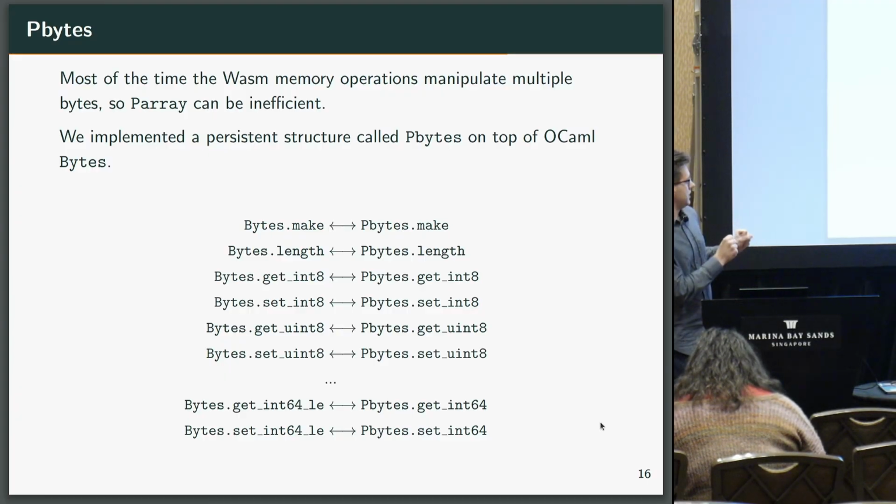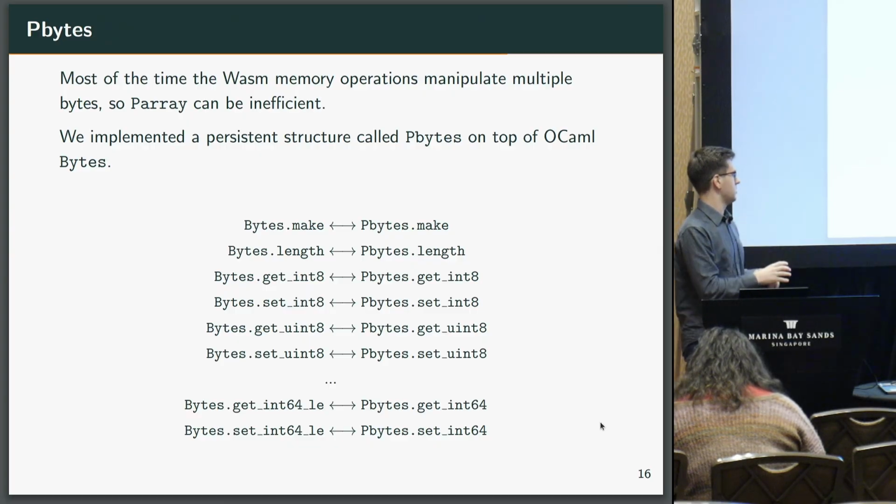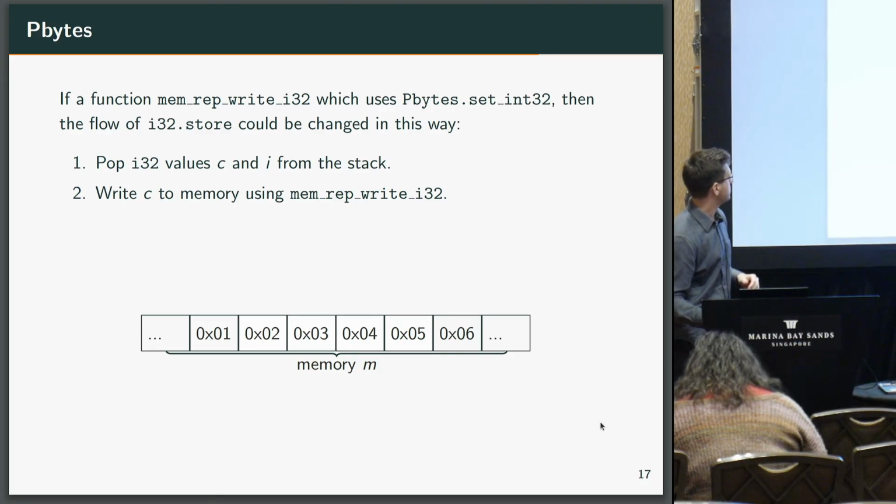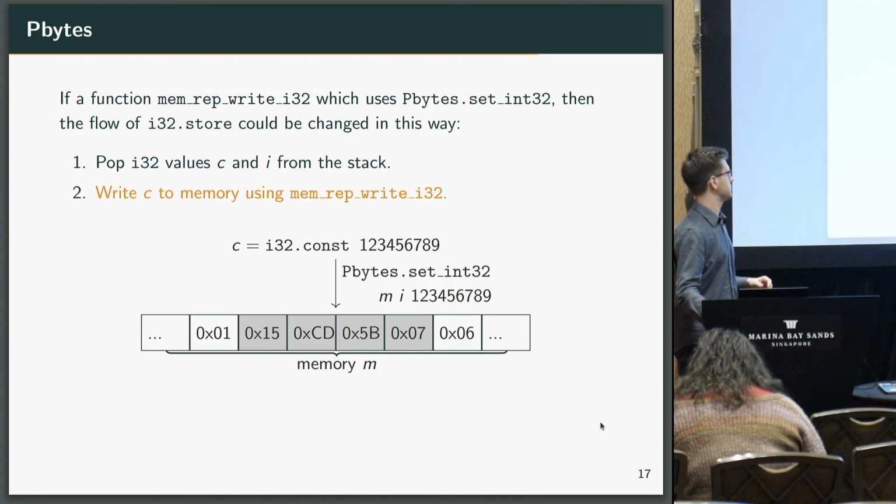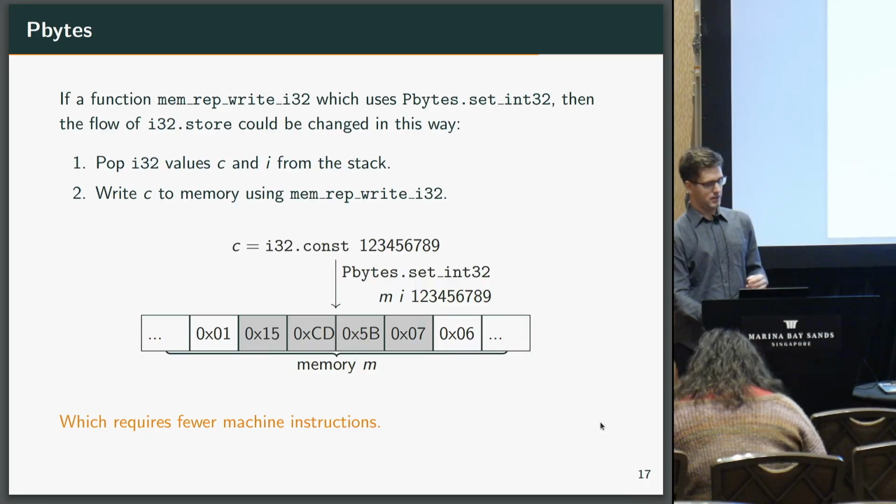This data structure has an interface for manipulating multiple bytes at once, or multiple integers of different widths. So if we have a function memrep write I32, which uses p bytes set in 32, then the flow of a store instruction could be: we pop a constant and address from the stack, and we write it into the memory using the p bytes interface. And this requires fewer machine instructions.